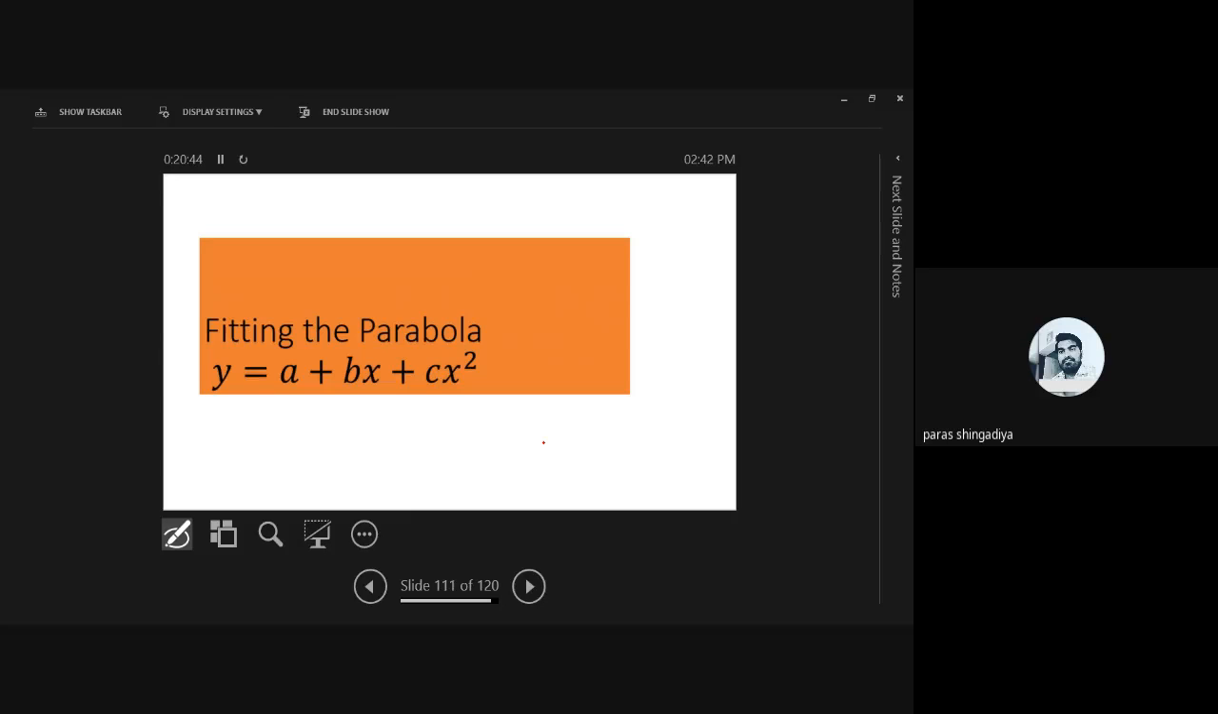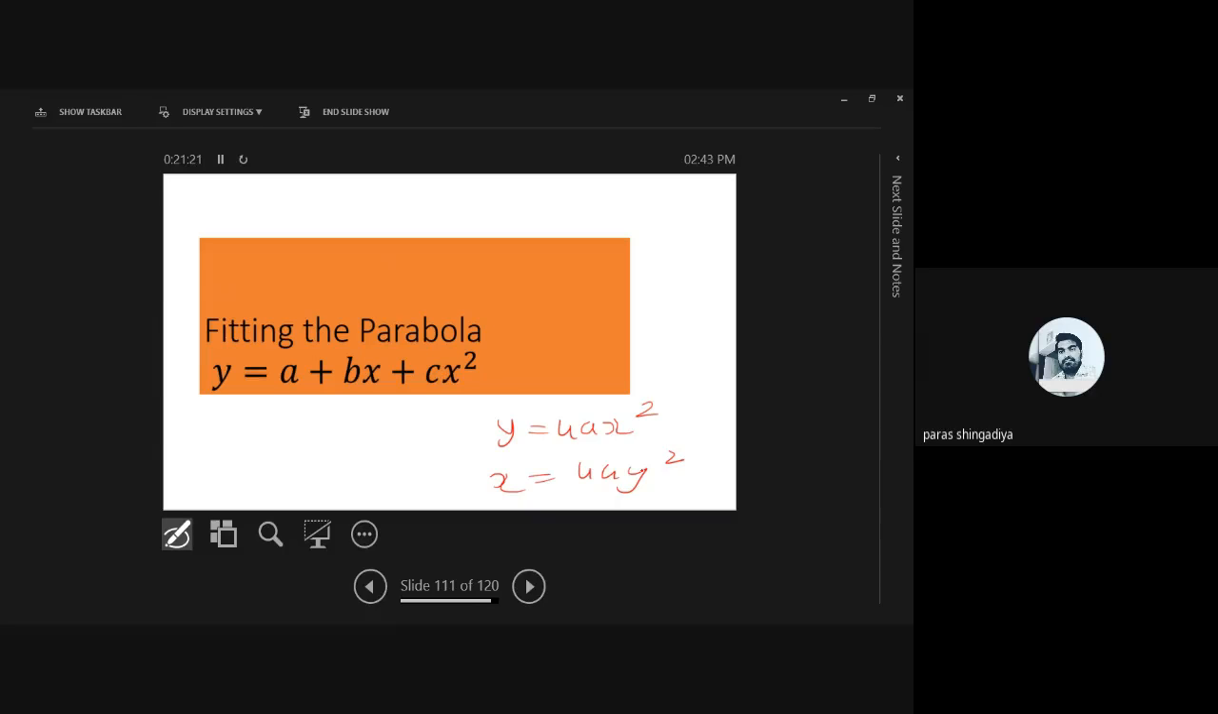Why is it a second degree equation? Because the maximum power in this equation is 2. So it is also known as the second degree polynomial, second degree equation, and it is also known as the parabola form: a plus bx plus cx square. Clear? And if we consider the equations y is equal to 4ax square and x is equal to 4ay square, these are examples of a parabola. These two equations are the standard forms of the parabola.